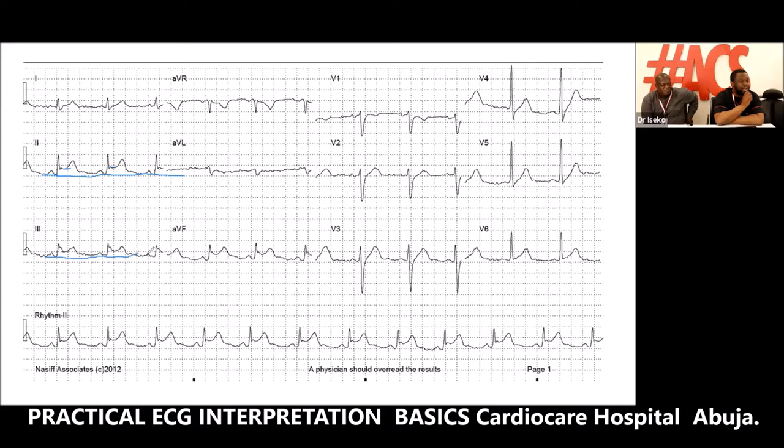Is it the same thing, Abi? Yes, the elevation. Let's take AVF. Three people have agreed. Abi? Yes, so inferior MI. Right? Is it not simple? ECG is simple.